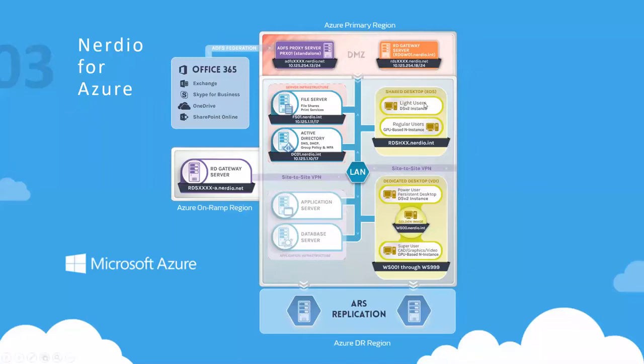On the right-hand side here, you can see there is a shared desktop environment for RDS users, and then there is a dedicated desktop environment for VDI users. So that's all housed over here. And all of this is backed up to another region using ARS replication. Using Azure's replication services, basically we provide in-region backups and out-of-region DR. So that's the high-level technical architecture there.